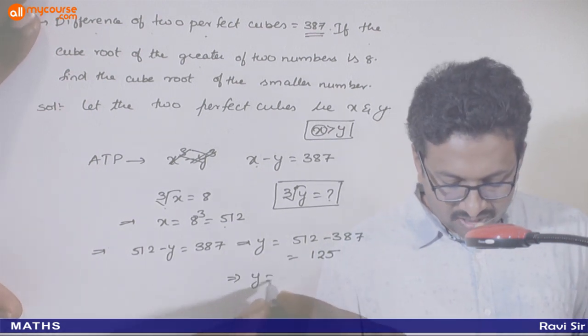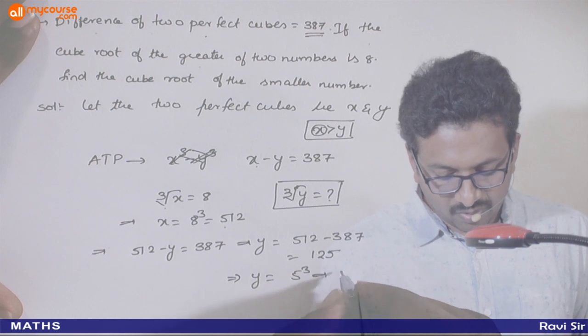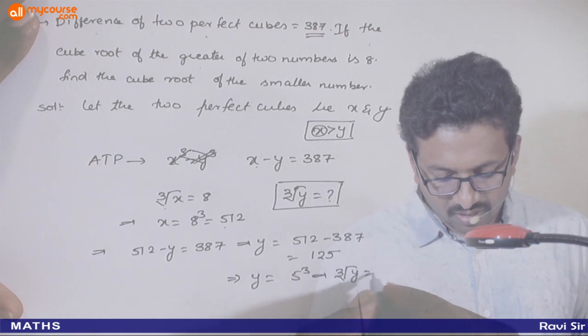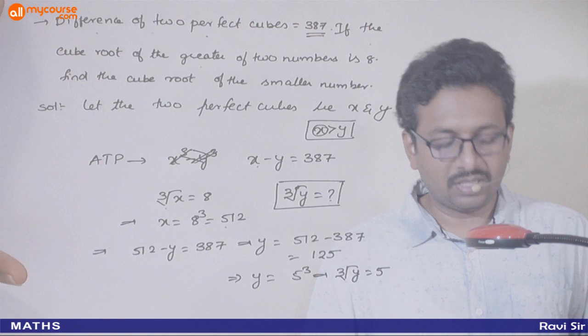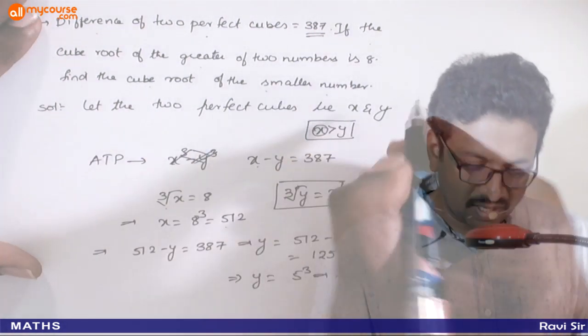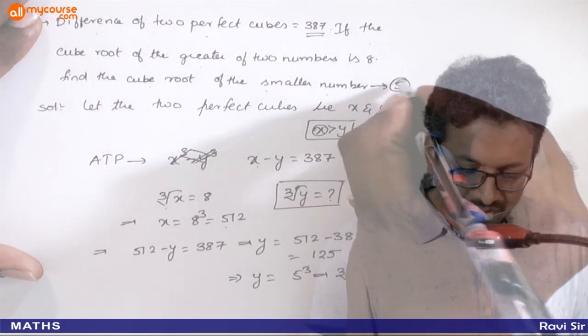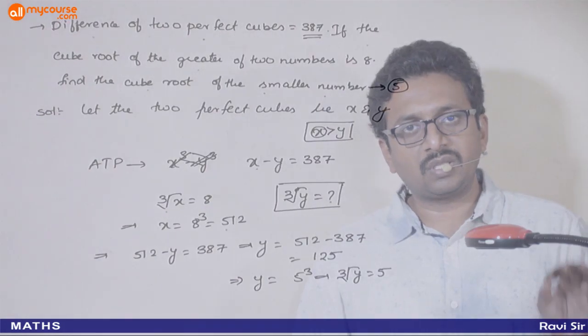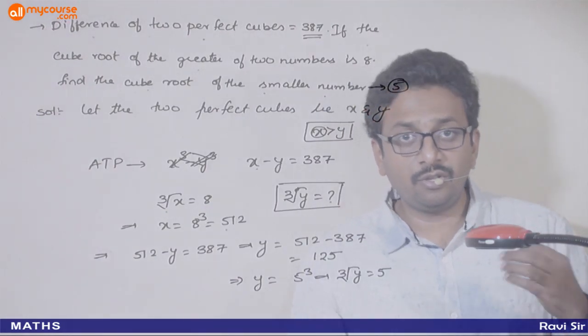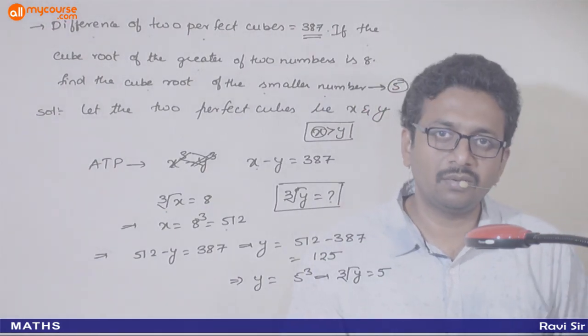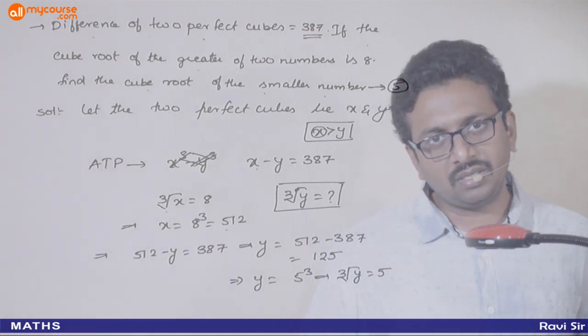This implies y is equal to 5 cube. So what is cube root of y? Is 5. इसका मतलब what is the cube root of the smaller number? The answer is 5. The smaller number is 125 and the cube root of the smaller number is 5. That's the answer to this question.